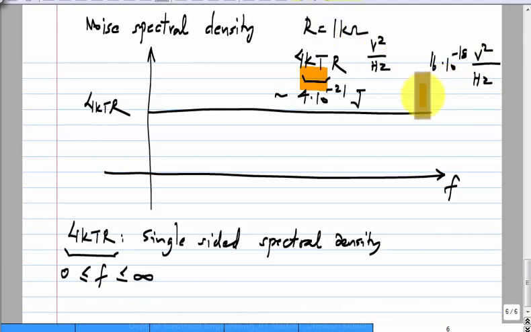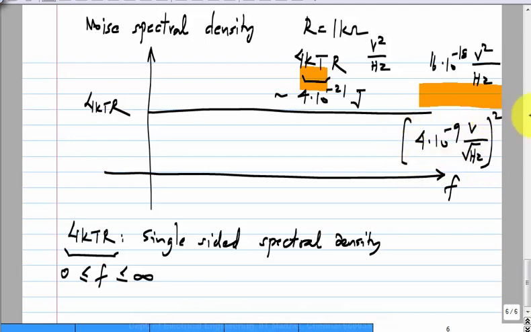Now, many times in electronic circuits, instead of using volt square per hertz, you specify the square root of this, in volt per square root hertz. Okay. There is a reason for it, because then you can calculate the standard deviation directly, right. So, you can see that this is 4 times 10 to the minus 9 volt per square root hertz, the whole thing squared, right.